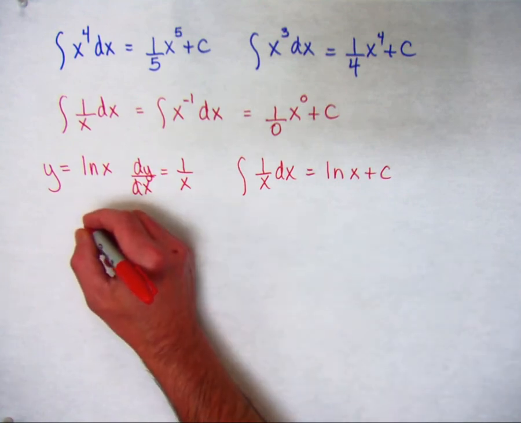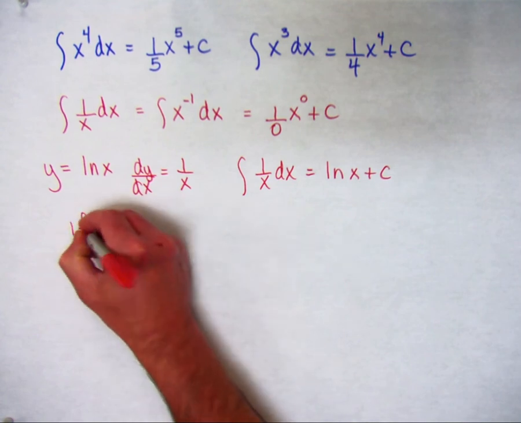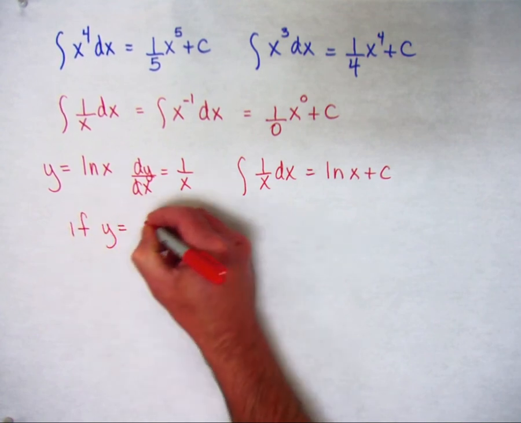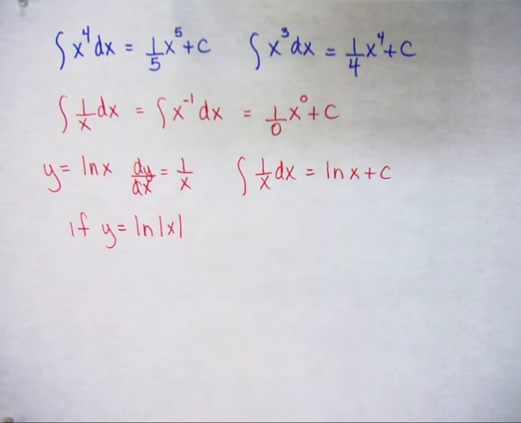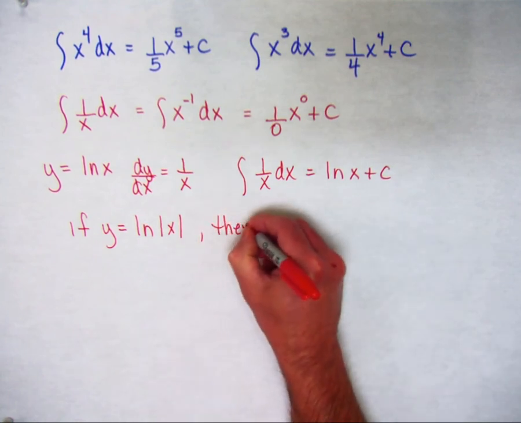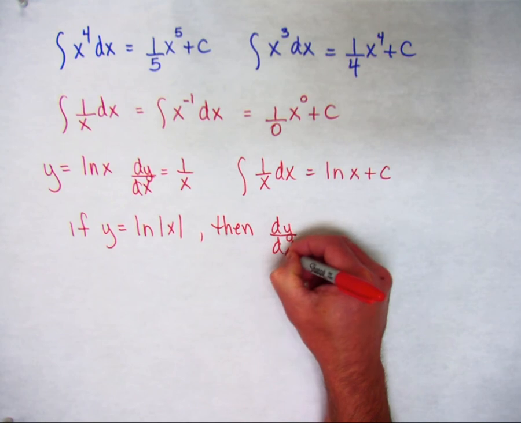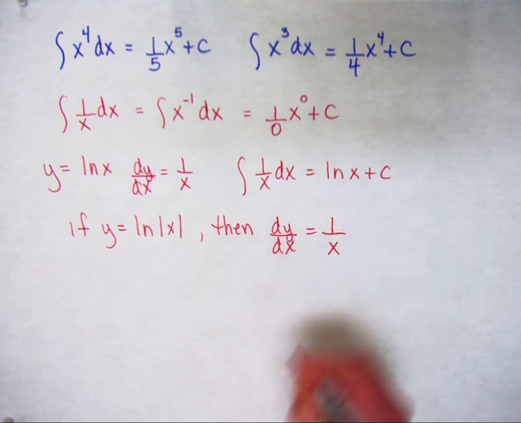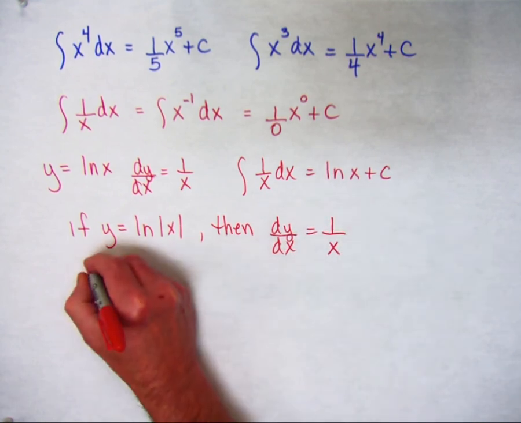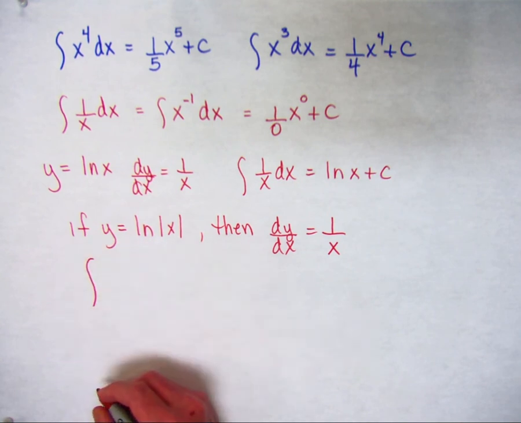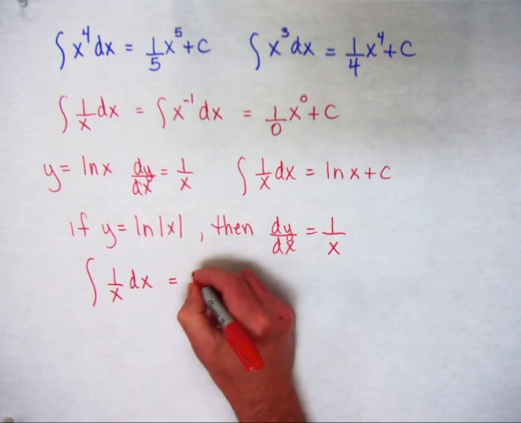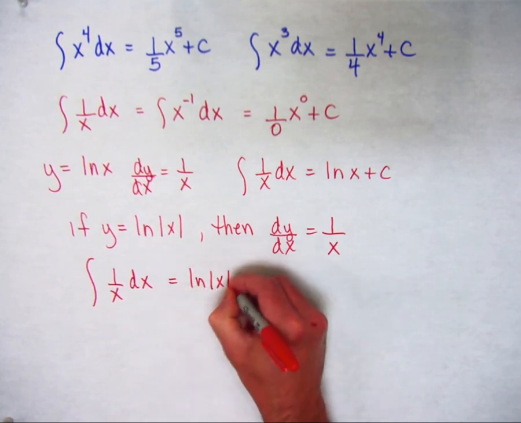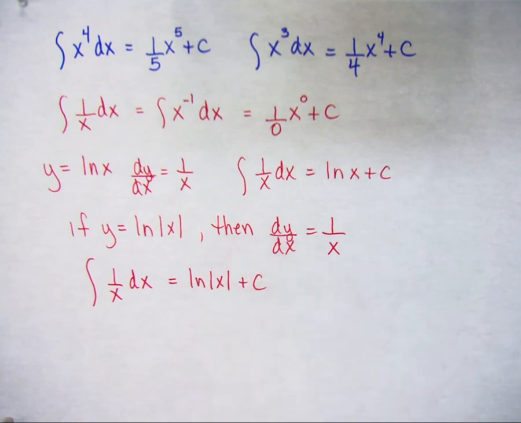So this leads us to a rule that says if you have a function y equals the natural log, and if you recall from previous studies, it can be the absolute value of x, then the derivative dy dx is 1 over x. So our rule of integration will be that the integral of 1 over x dx is going to be the natural log of the absolute value of x plus c.